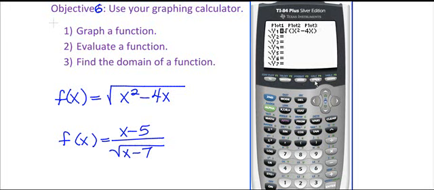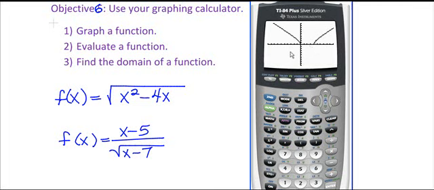And I'm going to graph this in the standard viewing window. So if I go to zoom in 6, I get the standard window. So this graph confirms that my domain is values from 4 to infinity and also from negative infinity to 0.